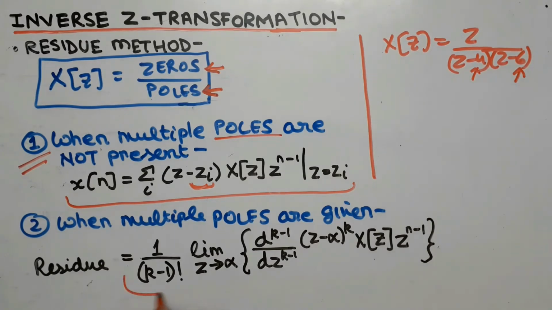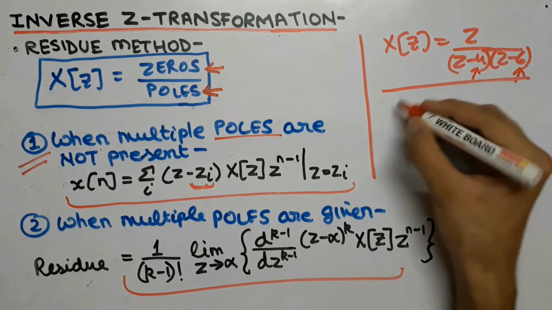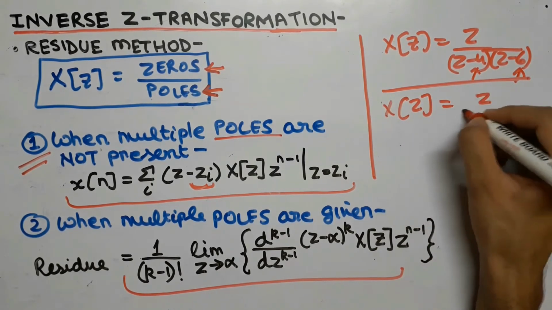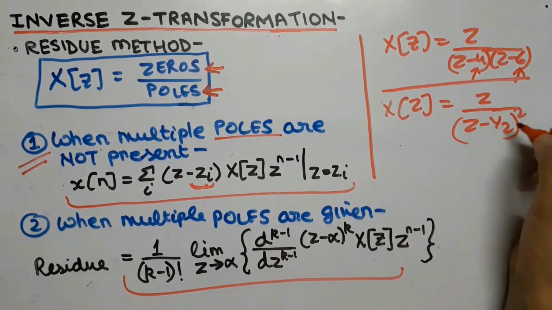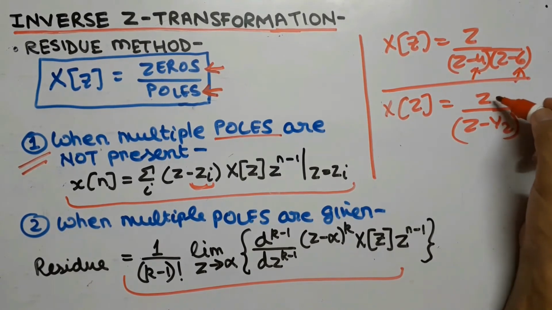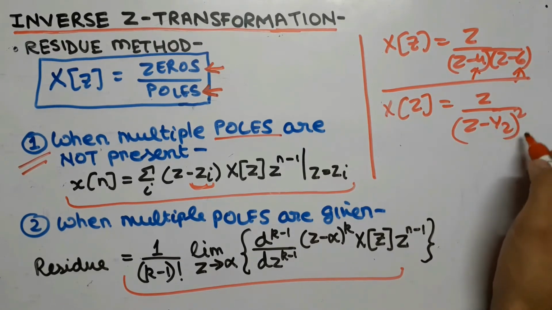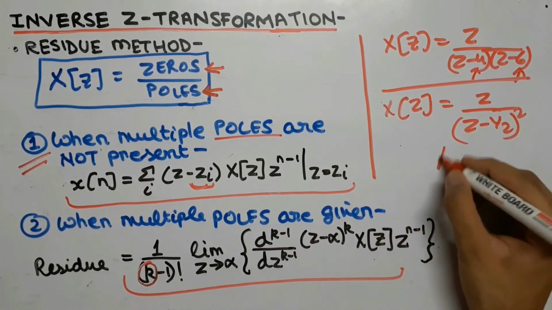Now we are going to look at formula number 2. This also we will understand with the help of an example. Now suppose that we are given that xz is equal to z upon z minus half whole square. Now z over here is the zeros and z minus half is the pole. So now you can see that we have a multiple power of pole, that is z minus half to the power 2. That means we have 2 poles. So the value of k that we will use in this formula will be equal to 2.